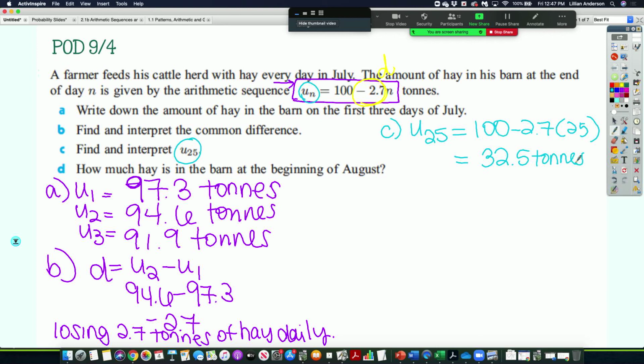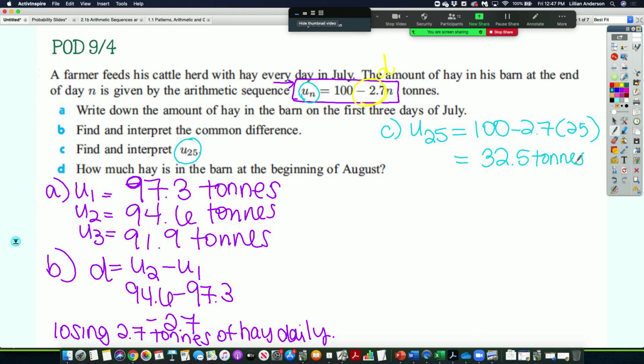Remember that n represents your days, right? So if n is 25, that means that the amount of hay that he has in his barn at the end of the 25th day is that many tons. After 25 days, the cows have consumed 32.5 tons. Yes, that too will also work.